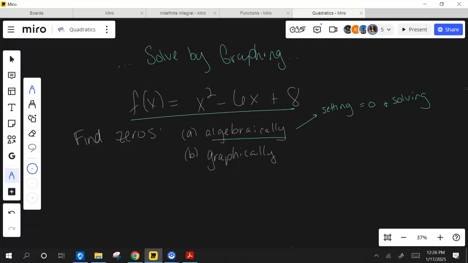You so far know 2 ways to solve that, and I've asked you to do it both algebraically. How are we going to do that? Factor it, right? I'm going to go through all my steps of factoring this and setting equal to 0.